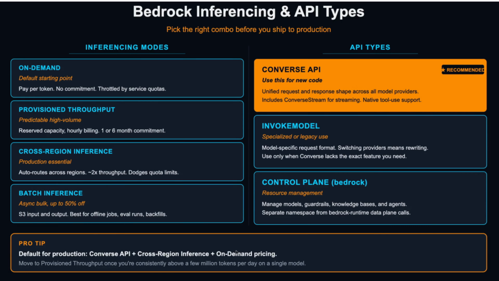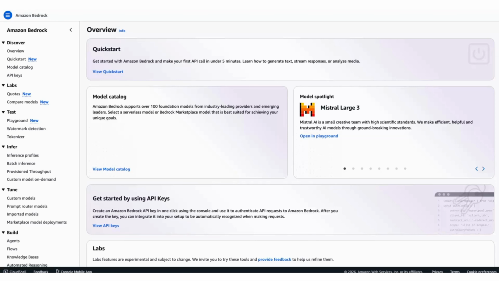Then you also have invoke model, majorly for legacy use because it has a model specific request format. So switching providers means you have to rewrite your code. So that's how it lacks those features. Then you have the control plane, which is Bedrock, right? So you manage models, guardrails, you use the features which are there on the console. That's how easy you can do it. Now, just a pro tip for production, you should use Converse API, then use cross-region inference and on-demand pricing. Okay. Let's go ahead and look at the Amazon Bedrock console now.